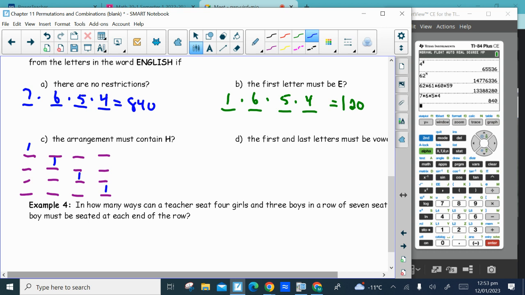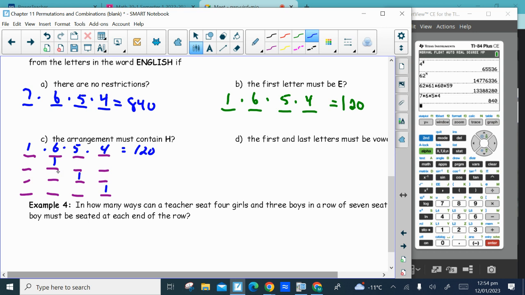Again, the question says the arrangement must contain the letter H, but it doesn't say where. In part B, it told us that the first letter must be E. So there's only one way that can happen. But for the arrangements to contain the letter H, there's actually 4 ways that can happen. It can be in any one of those 4 positions. The rest of the numbers will look the same as part B. You started with 7, you've used 1, so now there'll be 6, then 5, then 4. So that is 120. 1 times 6 times 5 times 4. And we're going to get the same number for the rest of these possibilities.